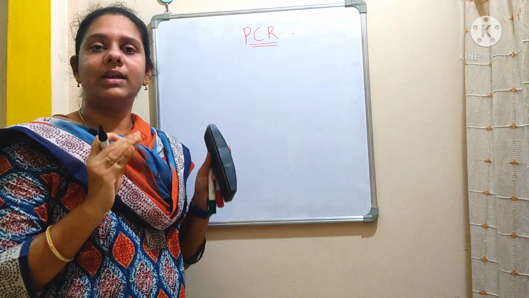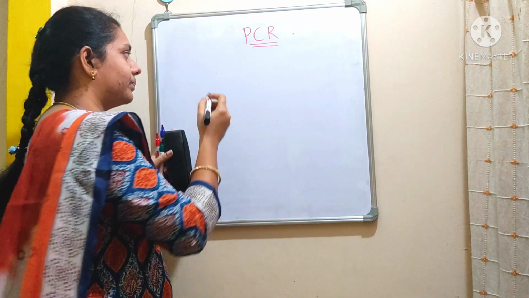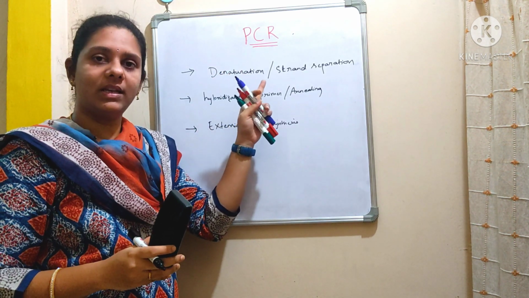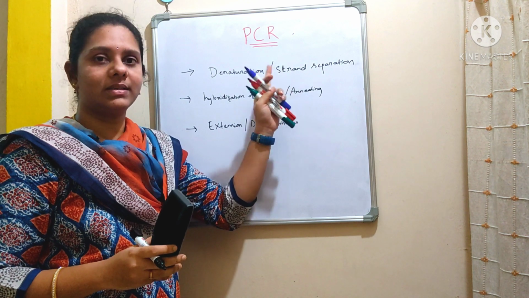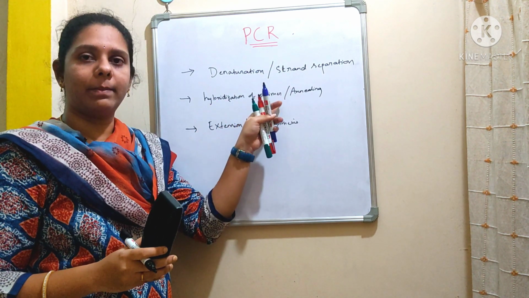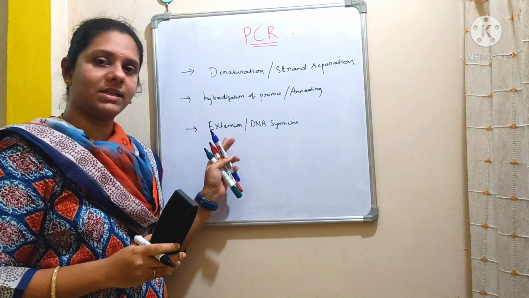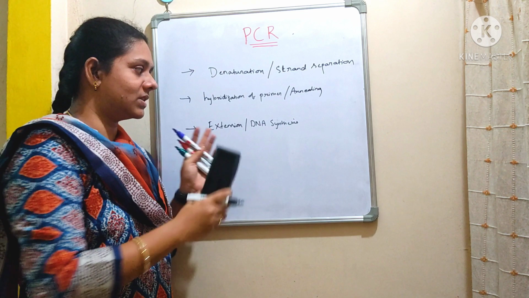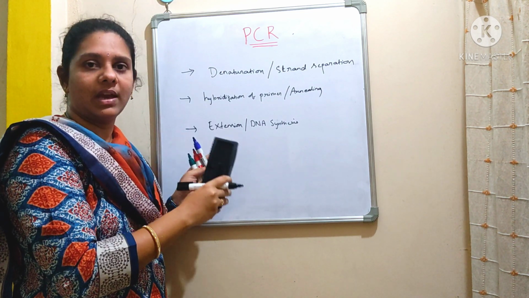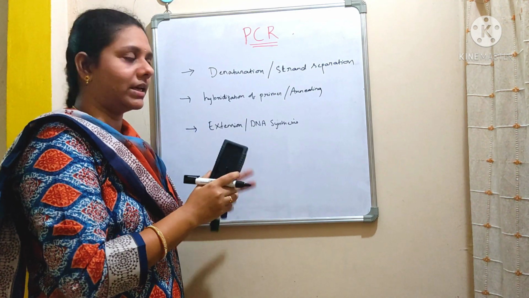The 3 important steps involved in a PCR method are: the first step is denaturation, which we can also call strand separation; the next step is hybridization of primer, or we call it annealing; and the third step is extension and DNA synthesis. This is the final step of a PCR where the actual synthesis of DNA takes place. So let's see each step in detail.